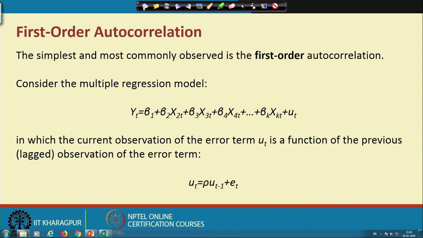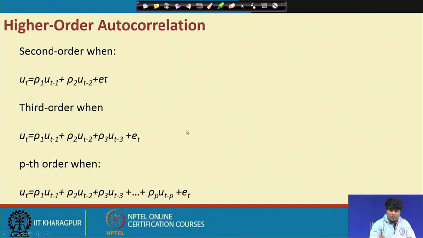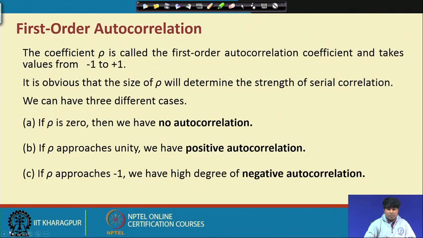So, the structure will be: rho is the autocorrelation coefficient. It is like a correlation coefficient, so the value will be 0 or between plus and minus 1. If it is 0, then there is no autocorrelation. If there is autocorrelation, then rho may be a positive value or a negative value. It may be plus 1, it may be minus 1. If it is plus 1, then it is positive autocorrelation. If it is minus 1, it is negative autocorrelation. So, now what will we do here?